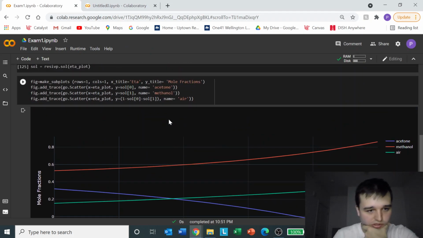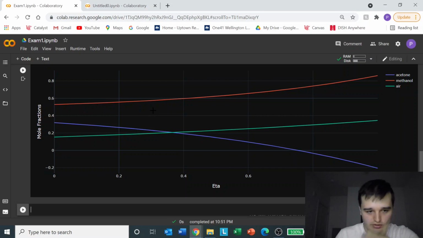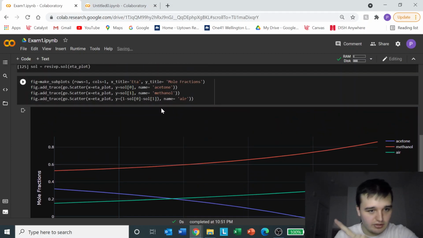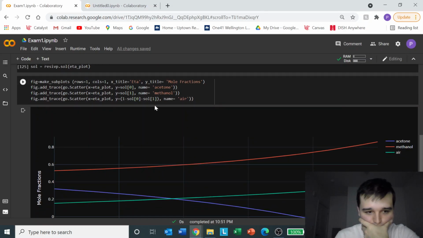That's weird. I think I messed up here. Hold on one second. Air. Wait, is this right? No, it's not, because this air should be going to 1. Give me a second. Let me figure this out. I can figure this out. I'm going to snap my fingers and do movie magic. Boom, it's done.